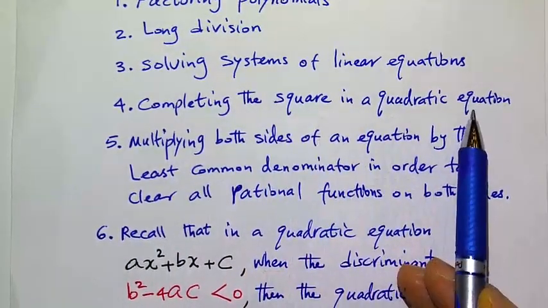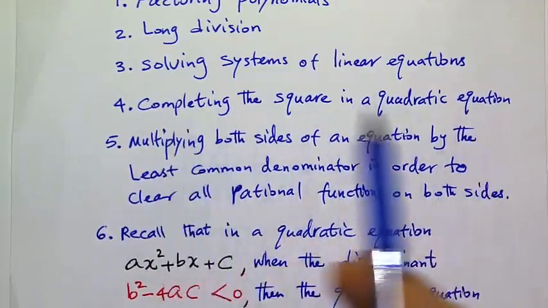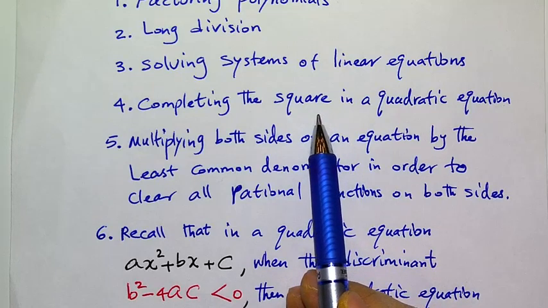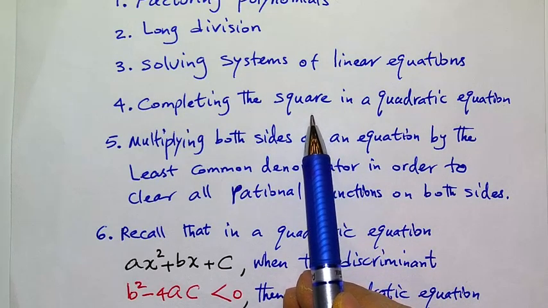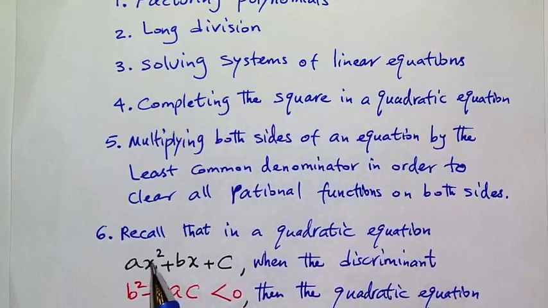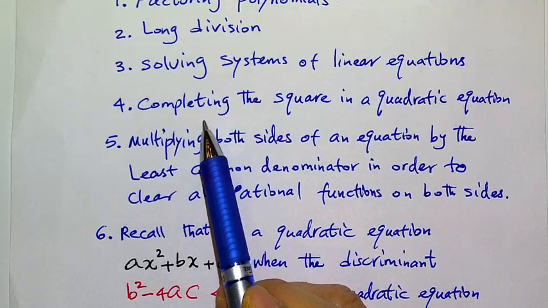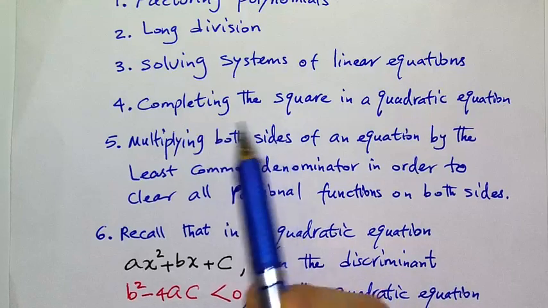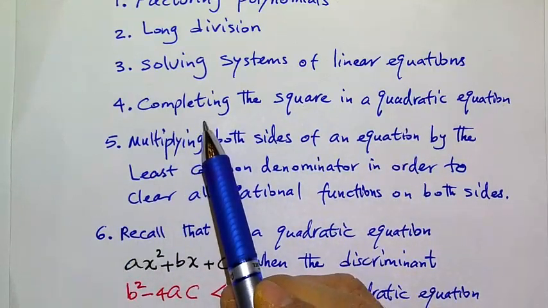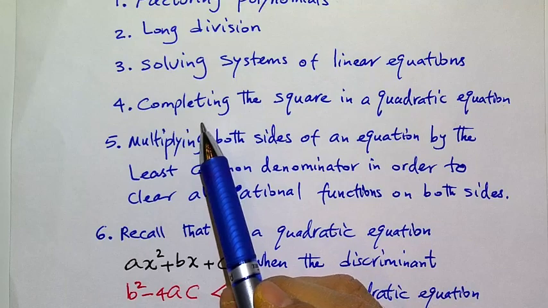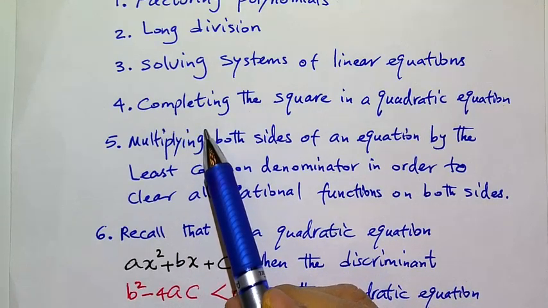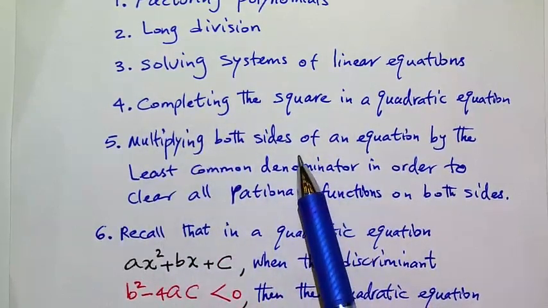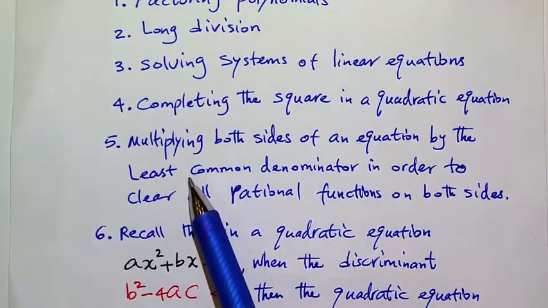Completing the square in a quadratic equation. We've done this a couple of times, especially when we were finding the standard equation of a circle. Do you remember that? And sometimes, just for fun, we applied this to quadratic equations that we had. We just used this to put them in standard form so that we can immediately look at them and say, oh, the coordinates of the vertex of the quadratic equation are as follows. And we used this technique to accomplish that.